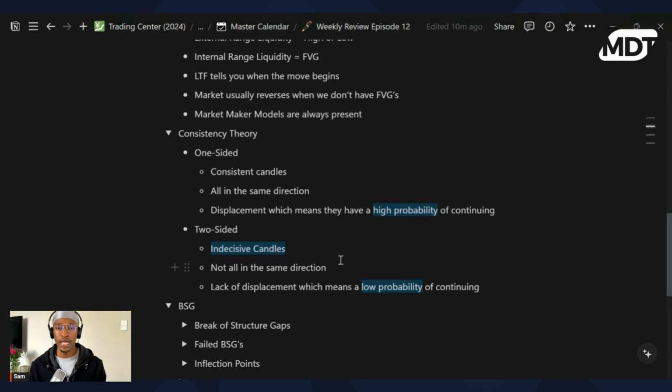This is a two-sided gap, as there's a combination of bullish and bearish candlesticks. They're not all in one direction. This indicates a bit of a lack of displacement, which means there's potentially a low probability of continuing.